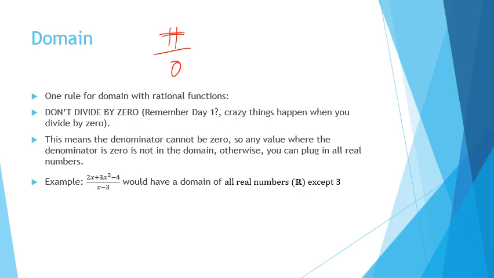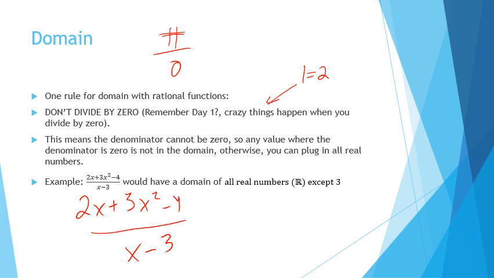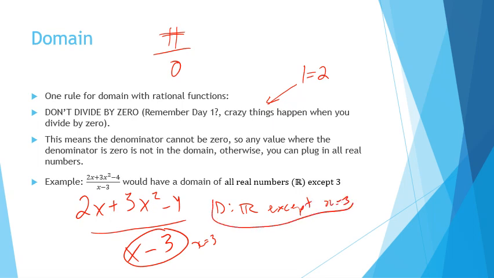Otherwise, you can plug in any other number, or all real numbers, because when you divide by 0, like I showed you on day 1, crazy things happen where you can prove that 1 equals 2. So for example, if we have 2x plus 3x squared minus 4 all over, let's say, x minus 3, you just want to see where the denominator is equal to 0, and that would really only be at x equals 3. And so our domain here, we would write all real numbers except x equals 3, and that would be enough for the domain there.